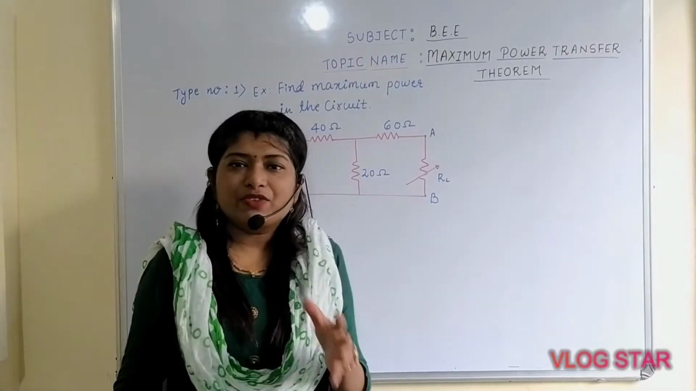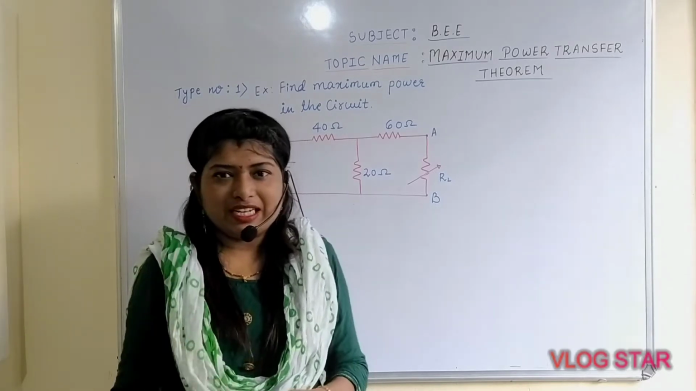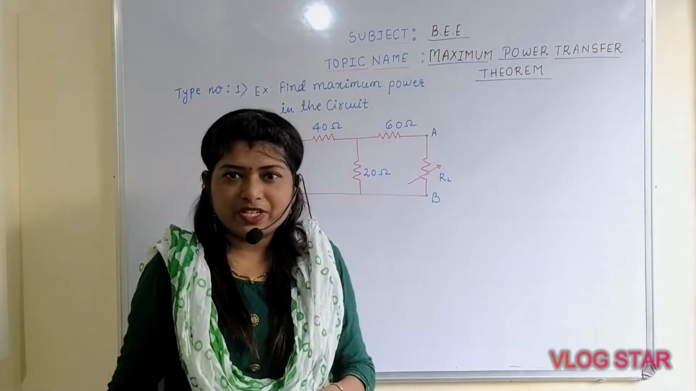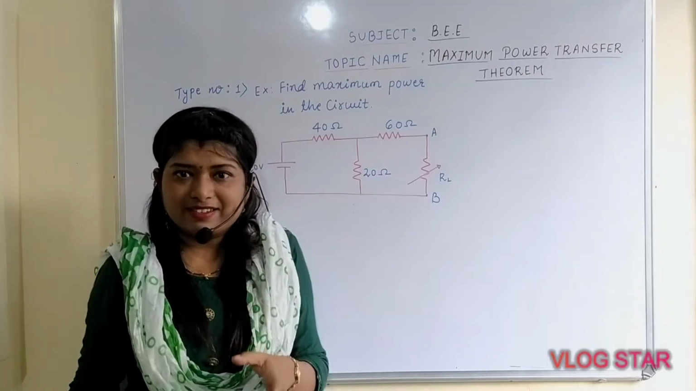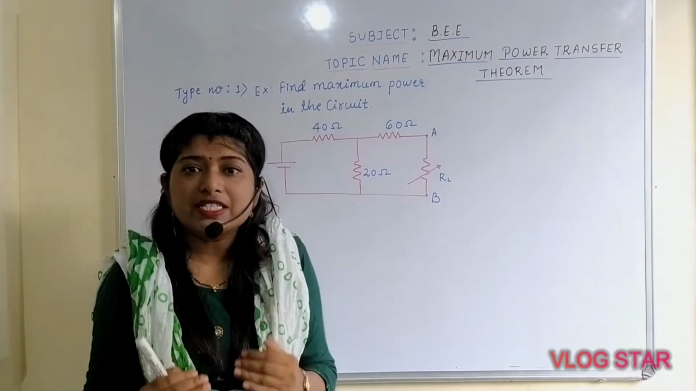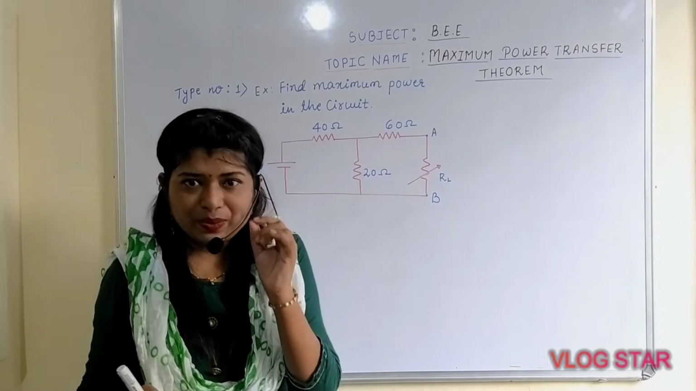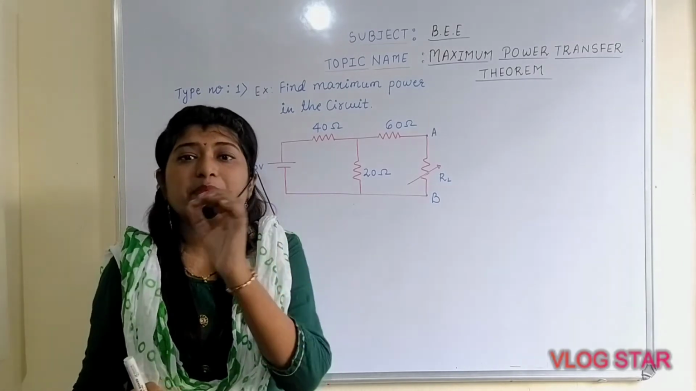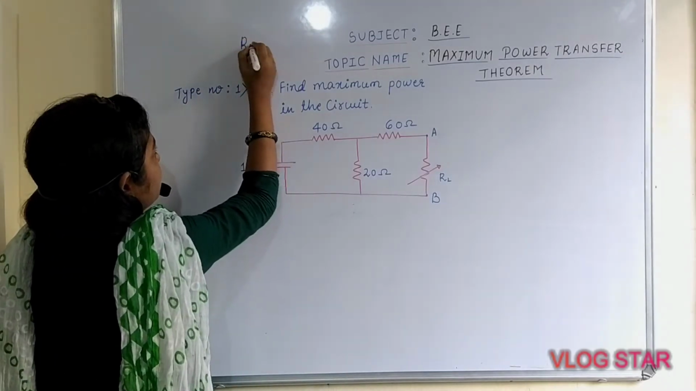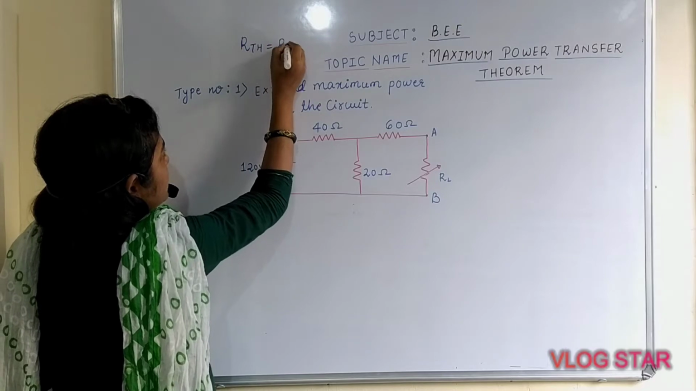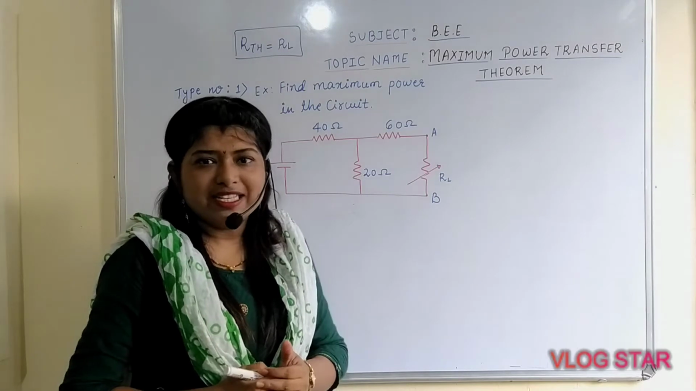Good morning all. In the last lecture we studied the maximum power transfer theorem. Can you recollect the statement? In a DC circuit, the maximum power will transfer from source to load if and only if the source resistance is made equal to the load resistance. Am I right? So the condition for maximum power is RTH equal to RL, and only then will maximum power transfer through the circuit.